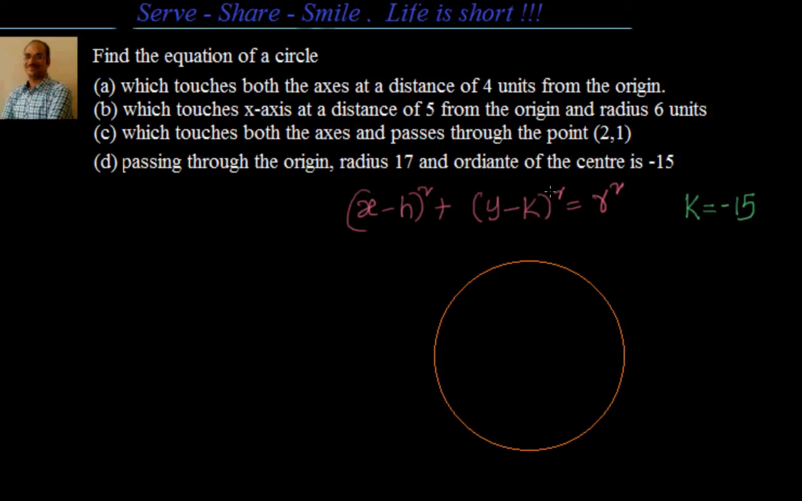So the center will have two coordinates, x coordinate and y coordinate. X coordinate is called the abscissa and y coordinate is called the ordinate. So whenever you see ordinate of the center, we are referring to the y coordinate. Given k equal to minus 15. Very good. And it passes through the origin.